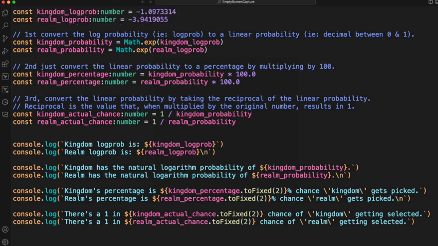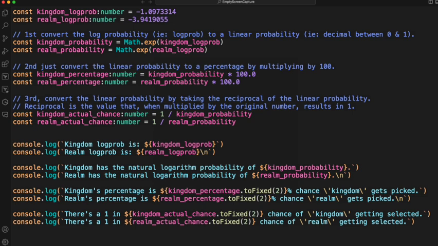These values are negative 1.0973314 and negative 3.419055. Since these values may be a little difficult to interpret, we'll convert these numbers into a more intuitive percentage and chance format. Here we'll convert these logarithmic probability values into standard probabilities. In our code, we'll use the exponential function from the math library, Math.exp, and pass in our logarithmic probability variables. This function takes the exponent as the Logprob value and returns the natural logarithm probability.